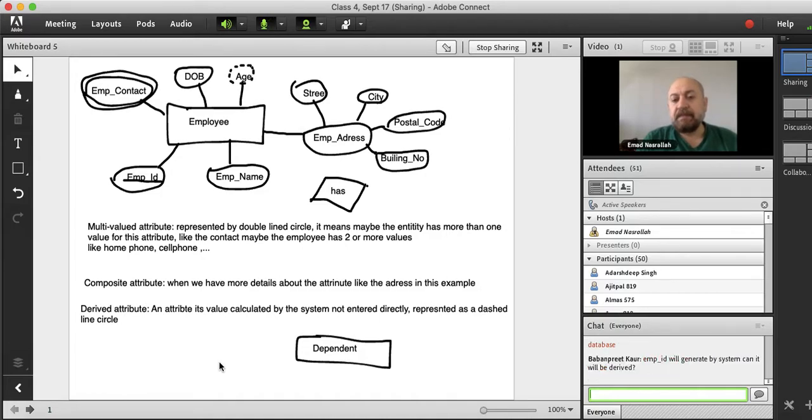Yes. The employee ID? No, the employee ID means the identification number, like the national ID or the SIN, the national number, social security number, social insurance number, something from the government. That is the ID. But if we are talking about the employment number, yeah, then it could be derived.